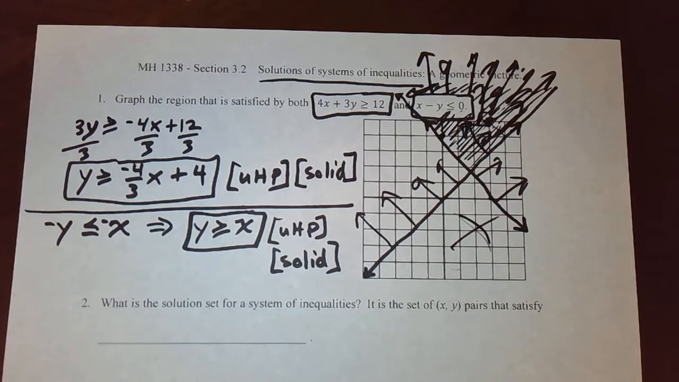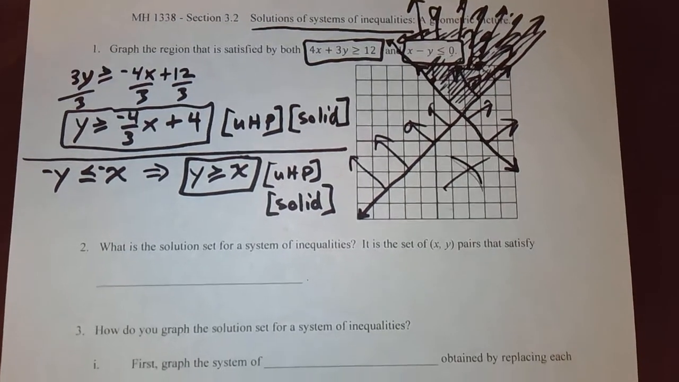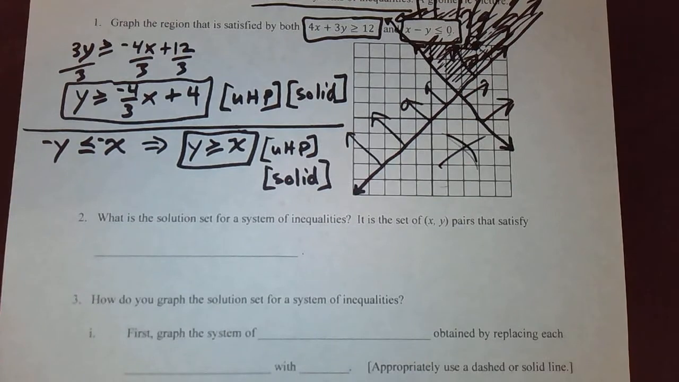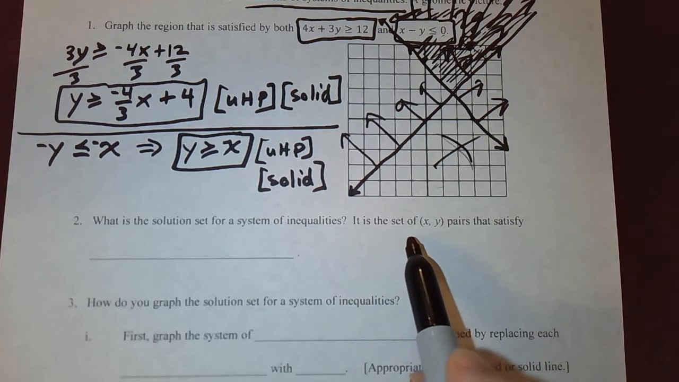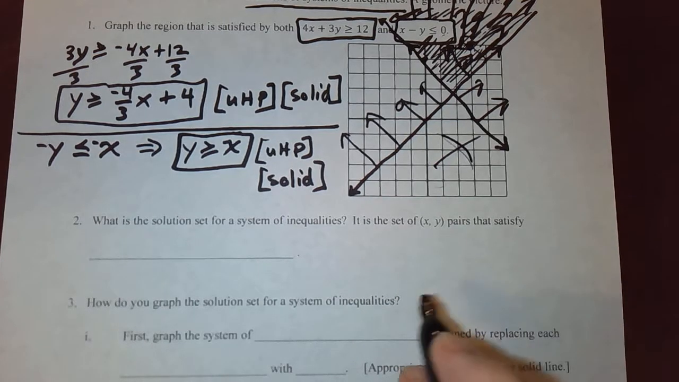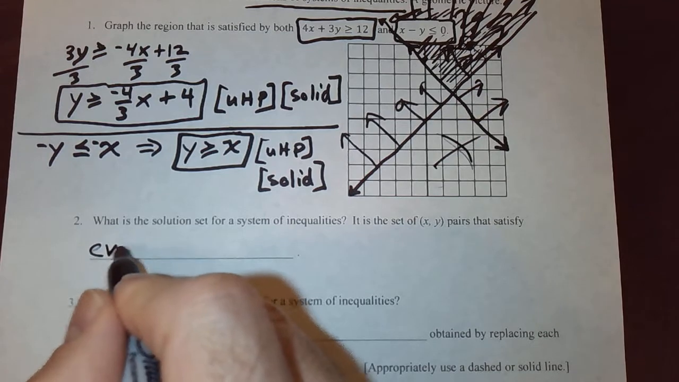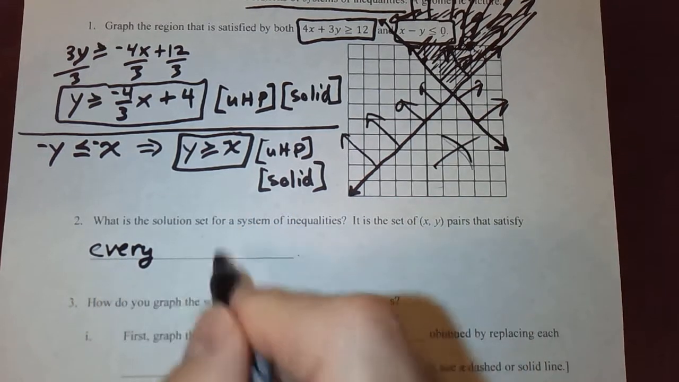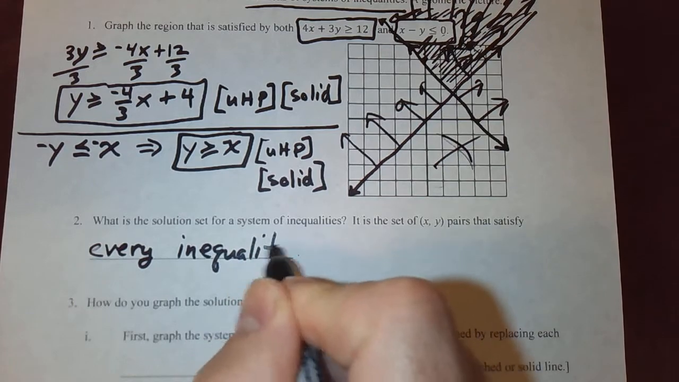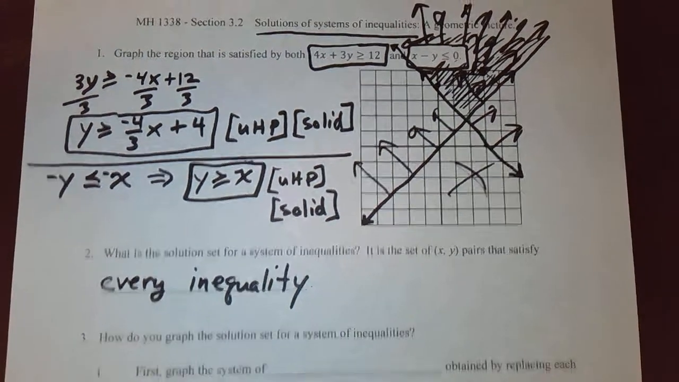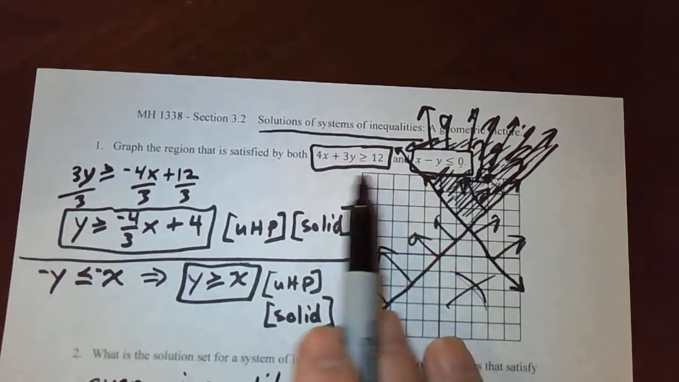All right, well, let's look at number 2. What is the solution set for a system of inequalities? Well, we just discussed it. It is the set of all xy pairs that satisfy every inequality. Can't just satisfy one, it has to satisfy both of them.